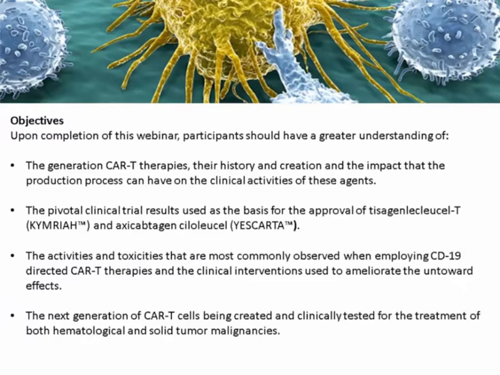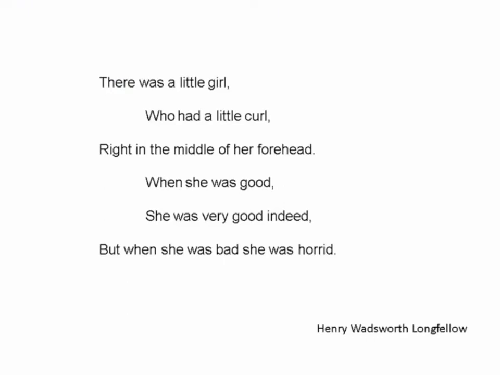But perhaps there is no better way to begin this presentation than to recite a 19th century poem from an American poet, Henry Wadsworth Longfellow, entitled "There Was a Little Girl." There was a little girl who had a little curl right in the middle of her forehead. When she was good, she was very good indeed, but when she was bad, she was horrid.